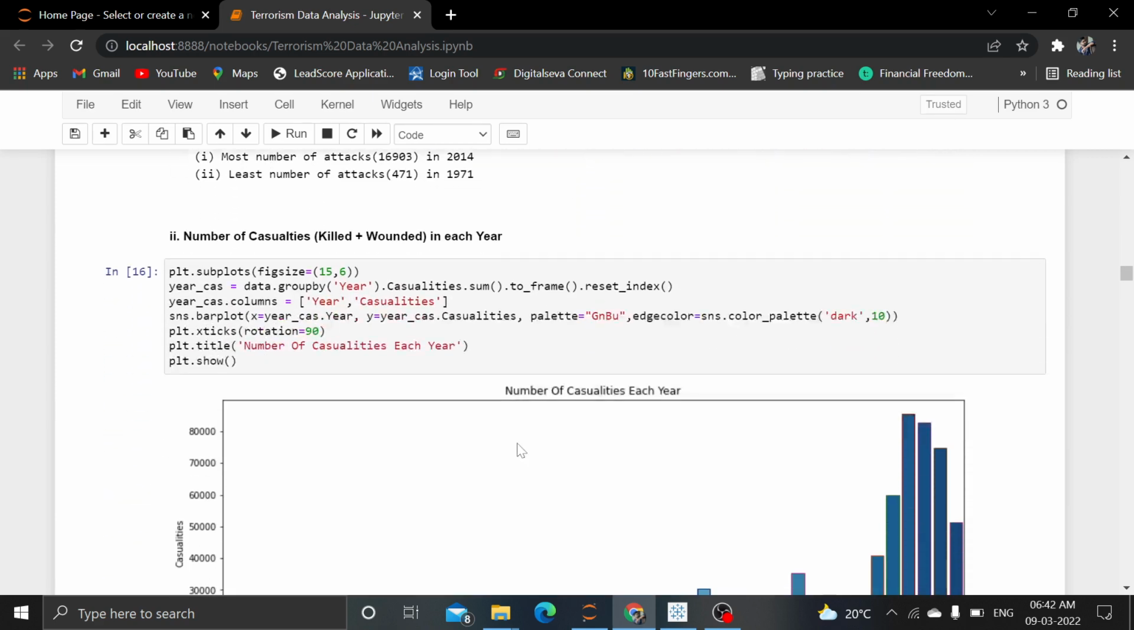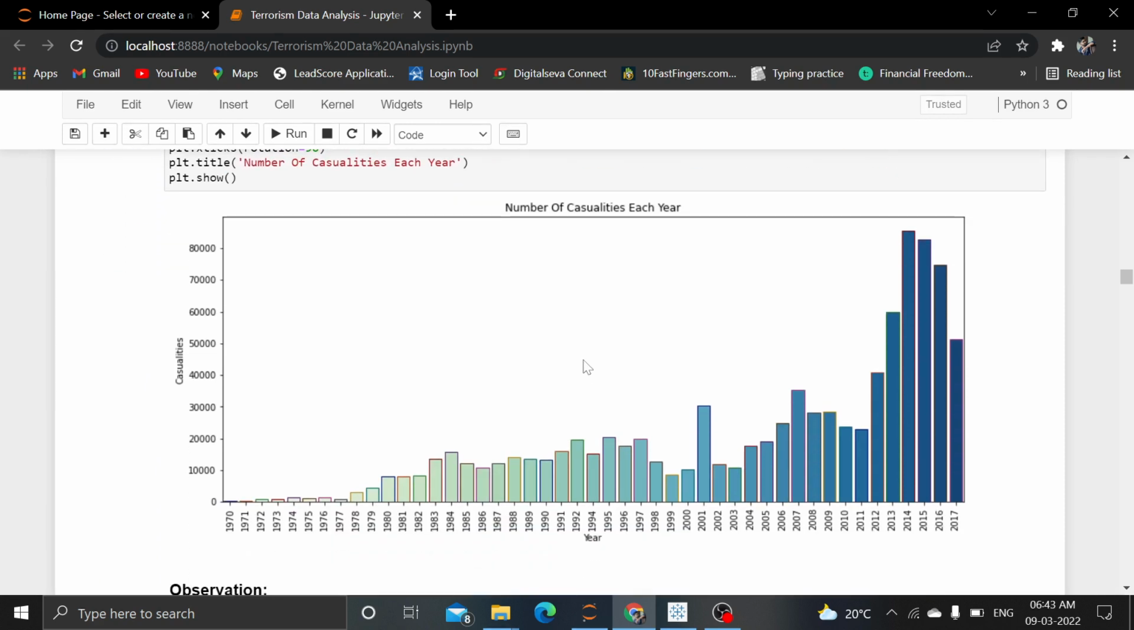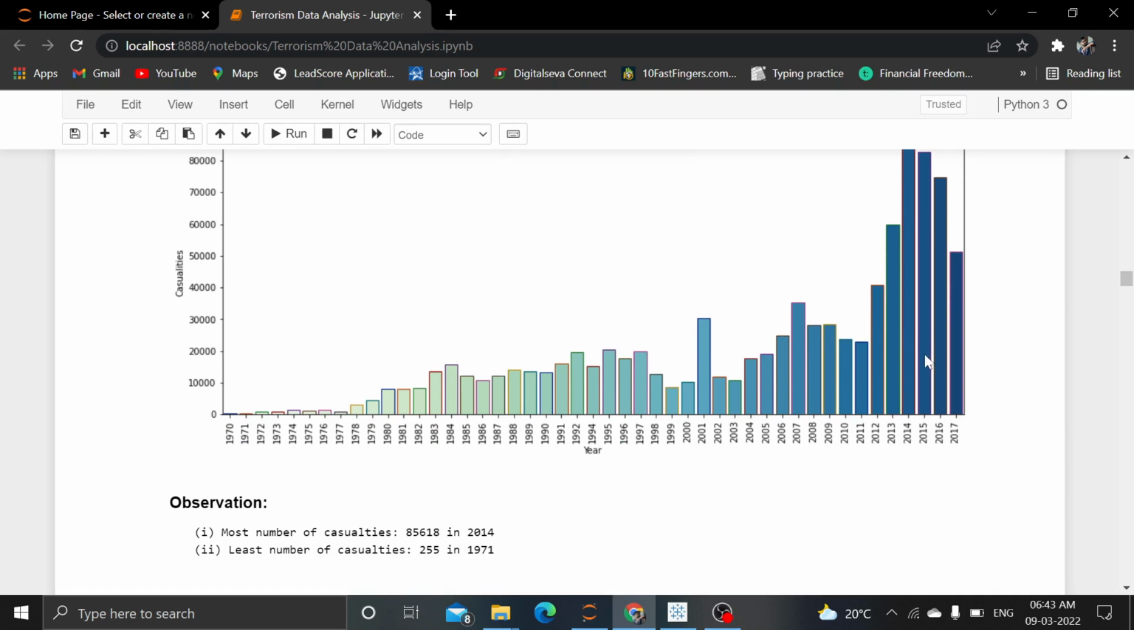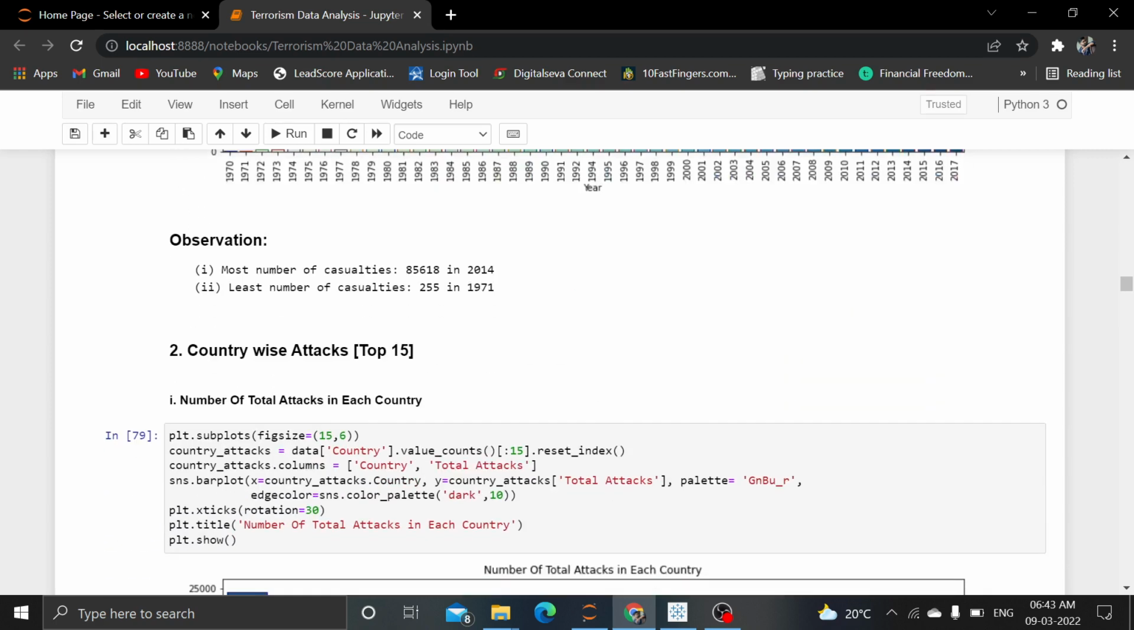Go to the next chart. This chart shows the number of casualties in each year, how many casualties happened in each year. That means you can see that in the year 2014 there were maximum casualties, 85618 casualties in this year, and in the year 1971 there were a smaller number of casualties, only 255 casualties for that.